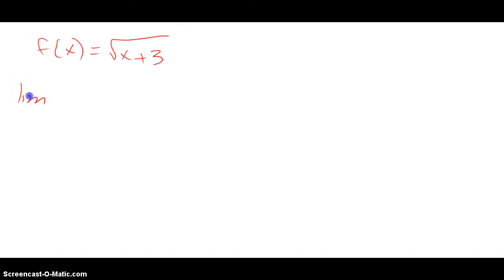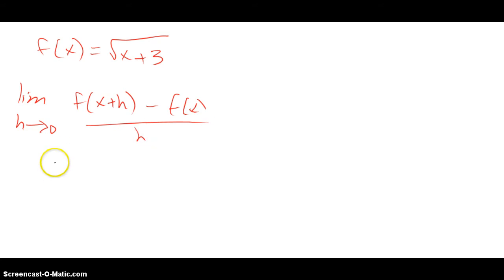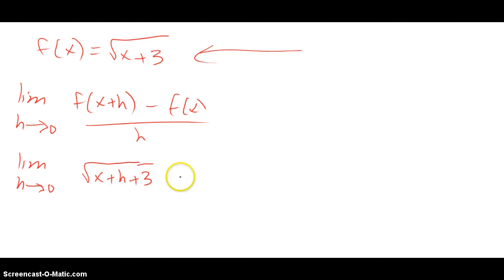Again, our derivative formula you are going to memorize is the limit as h goes to 0 of f of x plus h, so we're going to plug in x plus h, then we subtract f of x, and then we divide by h. So that's the limit as h goes to 0 of f of x plus h. So look at our f of x right here, and every time we see x, plug in x plus h. So that's the square root of x plus h plus 3. And then we do minus f of x, which is the square root of x plus 3, divided by h.